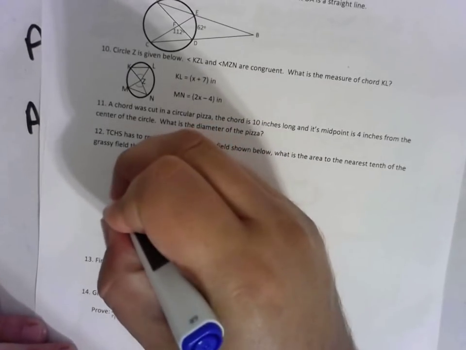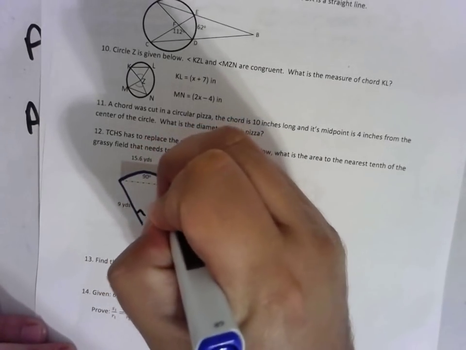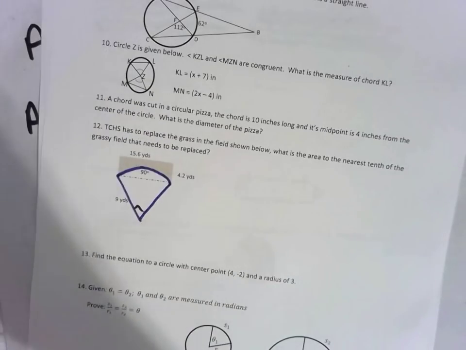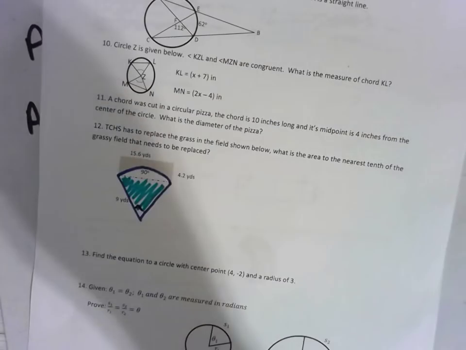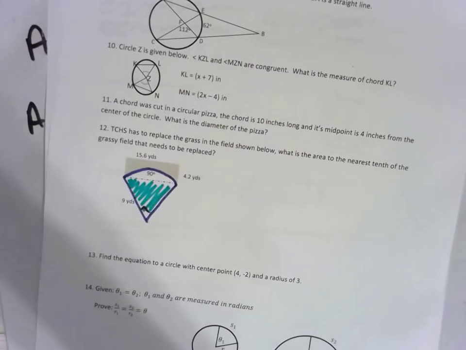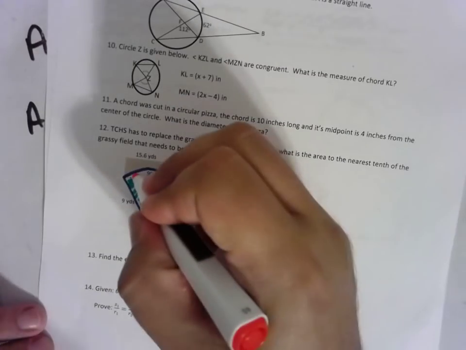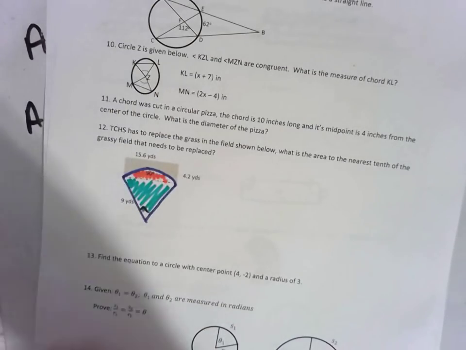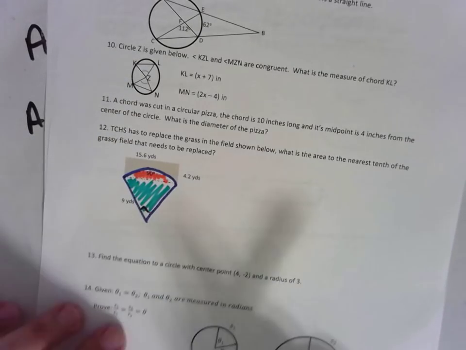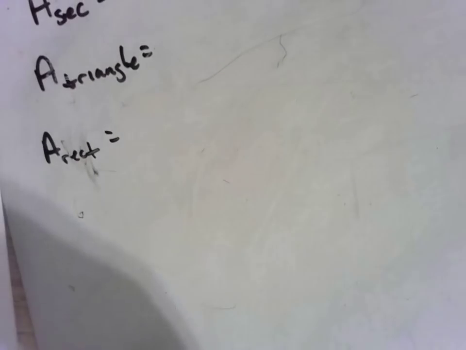Let's see if I can do this in different colors. If I find the area of the blue, which is the area of the sector, I'm going to subtract the area of the triangle, green, then I'm left with the white area, or the red area. And then if I subtract that from the area of the rectangle, I'm left with my answer. So let's do the easy stuff.